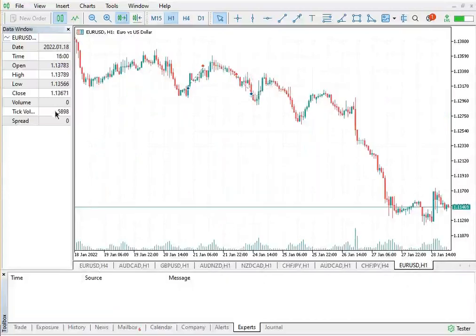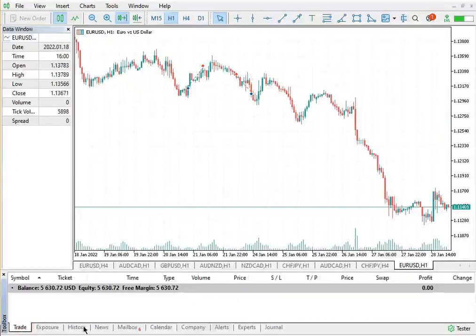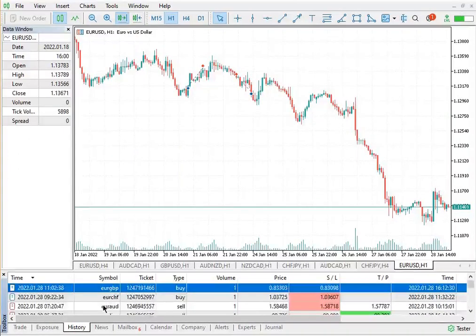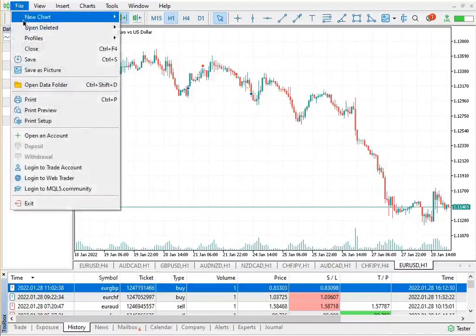The trade you took was on... the trade I want to look at is the euro pound, which you took yesterday, right? Yes. You took a trade on the euro pound. So let me open the euro pound.